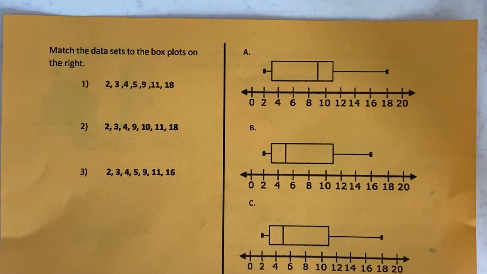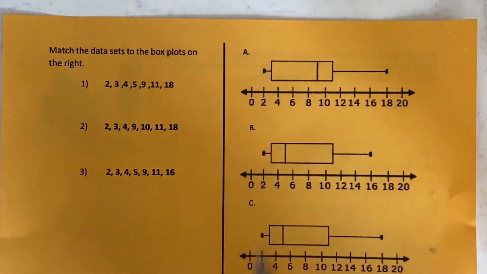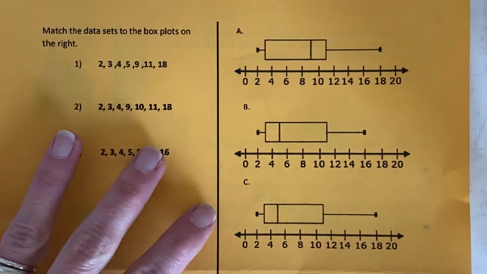Right, here is the video for page 26. This was the second page that we asked you to do on Tuesday, April 7th. And I'm just going to take you through how we're going to match the data sets here, 1, 2, and 3, to the box plots over here, A, B, and C. So hopefully you can see all of this.